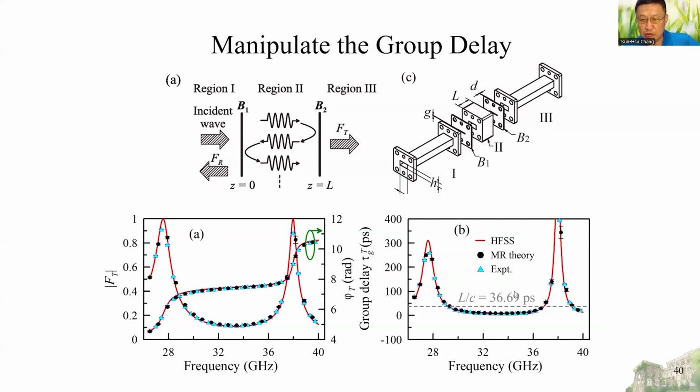When passing through this region, it takes about 36 picoseconds. However, in this region, very broadband, it's about 0. And we know it's slow wave here. And here, this region is fast wave. What happened here? What happened for slow wave? What happened for fast wave?